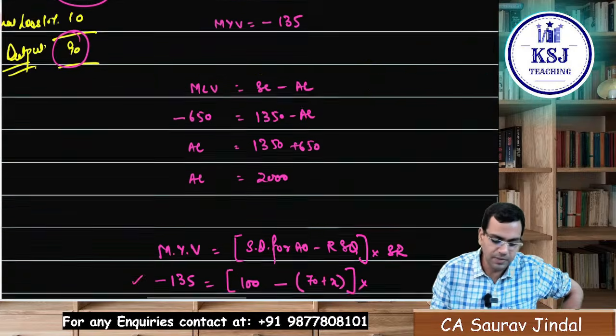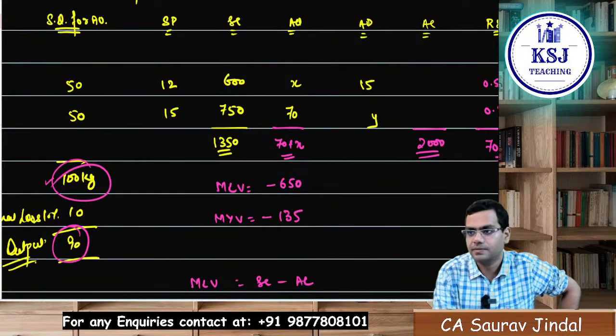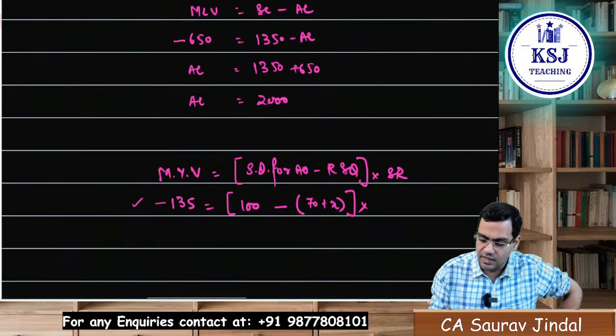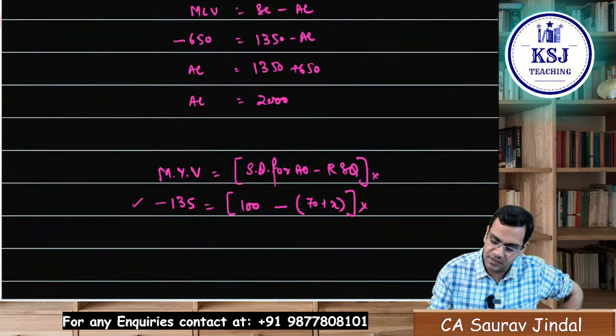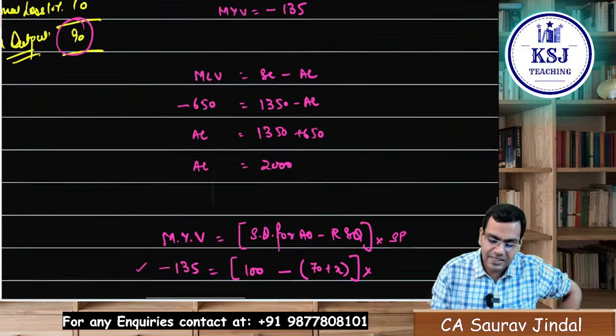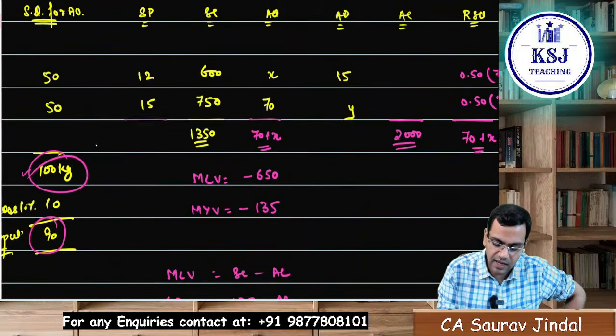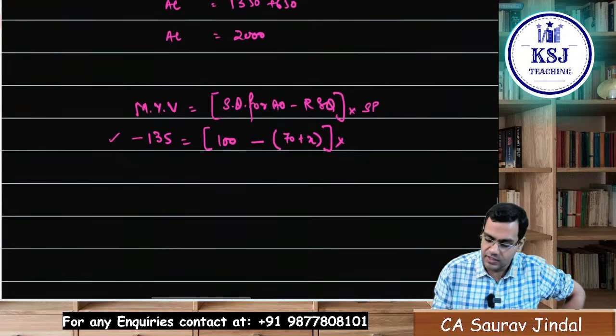Now the problem is, what will be the standard rate? Standard price basically. There are two different prices which are available. So what will be the standard price? In this case, we will calculate the average price, that is 12 plus 15 by 2, that is 13.5, right? So we'll take 13.5 here.